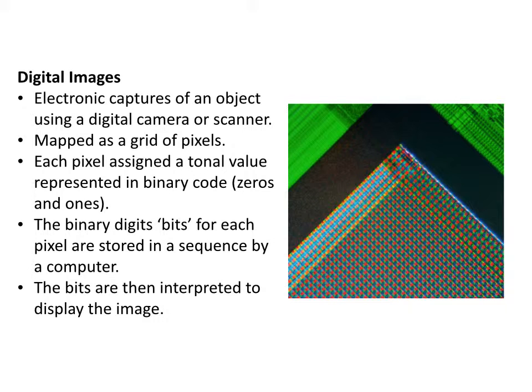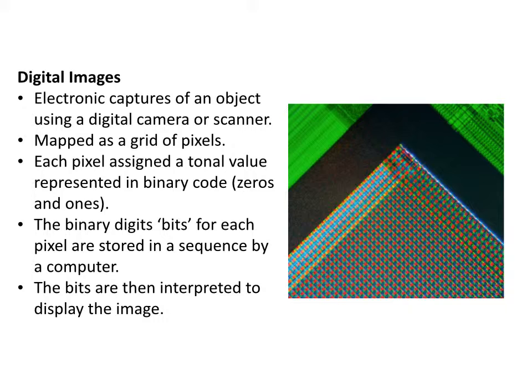Digital terminology. The basic definition of a digital image is the electronic capture of an object using a digital camera or scanner. The image will be mapped as a grid of pixels. Each pixel is assigned a tonal value of black, white, shades of grey or colour.